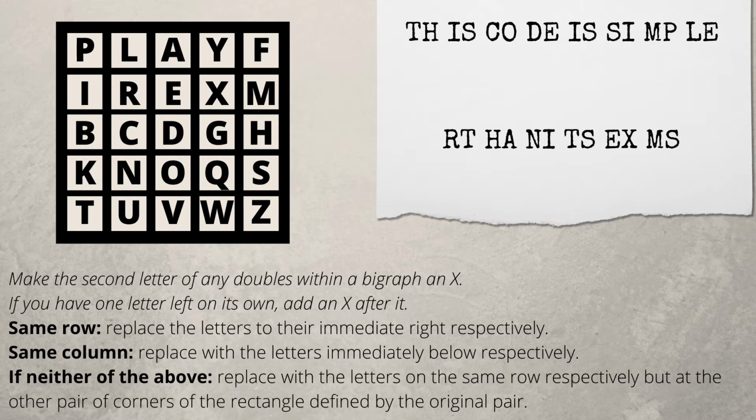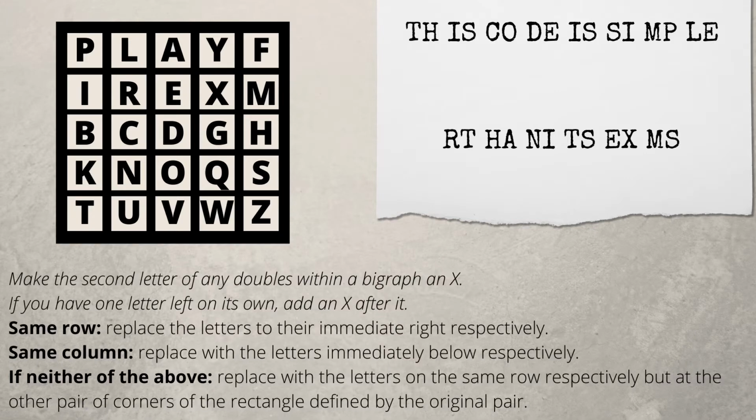Lastly, if the letters are not on the same row or column, replace them with the letters on the same row respectively, but at the other pair of corners of the rectangle defined by the original pair. The order is important. The first letter of the encrypted pair is the one that lies on the same row as the first letter of the plain text pair. Now look, I know this sounds really complicated, and the best way to demonstrate how to do this is to show you it in practice.